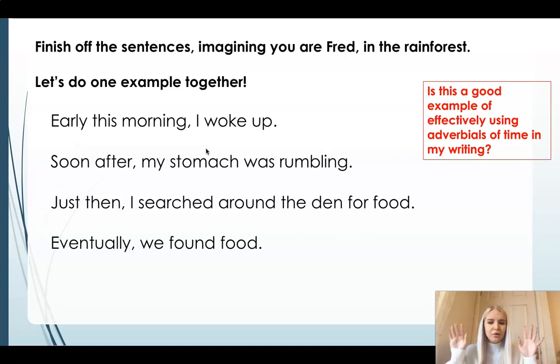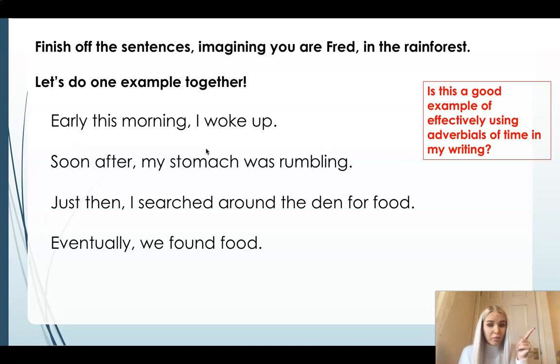Okay, show me with your thumbs. Do you think that's effective or not? I promise I will not be offended. Effective or not? Oh, I can see lots of thumbs more down here. And you know what? I completely agree with you. This is not a very effective way of using adverbials of time in my writing. I have not included any adjectives when I've spoken about my adverbial of time. I have not elaborated or extended my sentences enough.